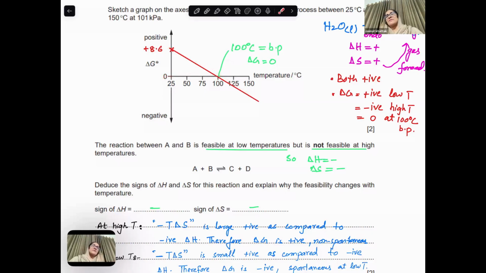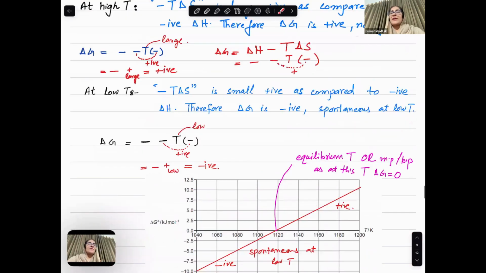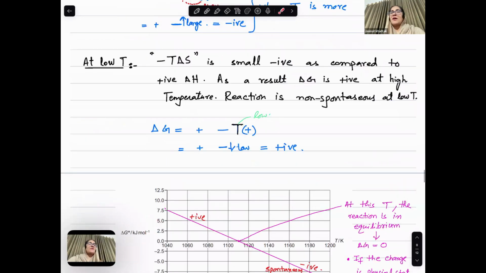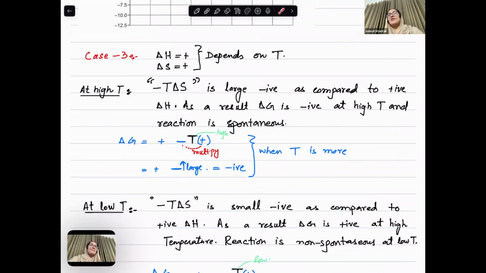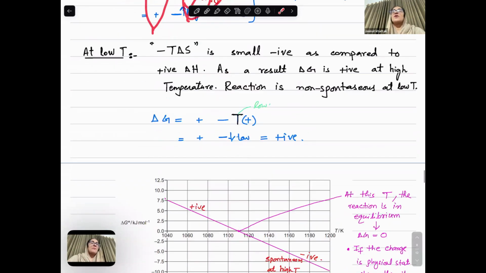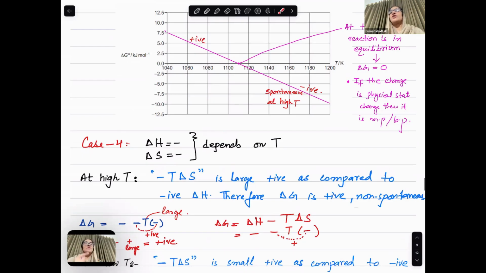Do you get my point? You're starting with 8.6. When the temperature increases, this is more negative, so the result is that delta G is negative. When the temperature is less, the negative factor is lower, the positive would be more, and it becomes positive. So at low temperature, delta G is positive, at high temperature, delta G is negative. And at this temperature, it is an equilibrium. It is either the equilibrium temperature or the melting and boiling point.